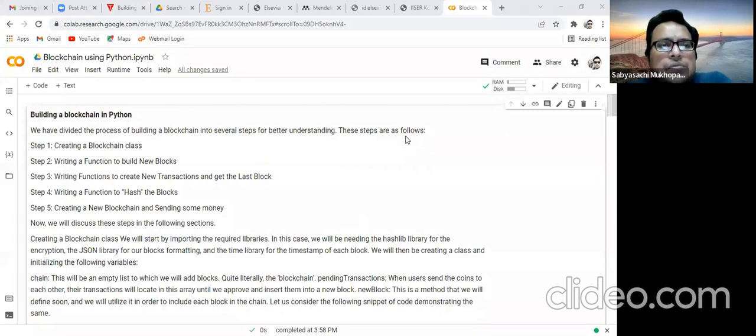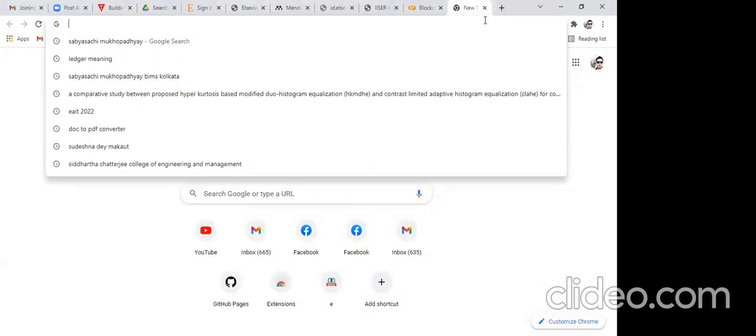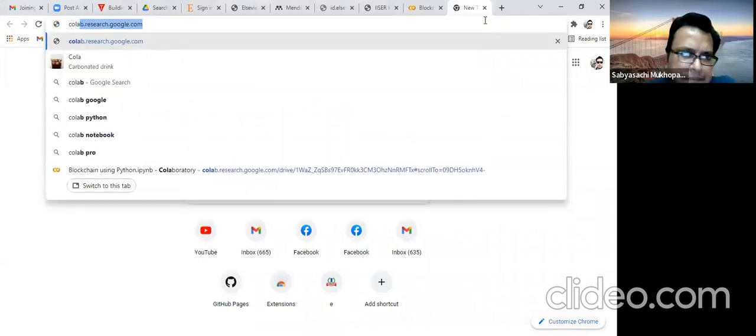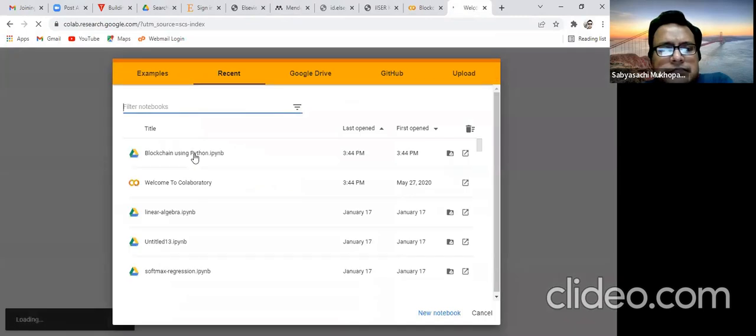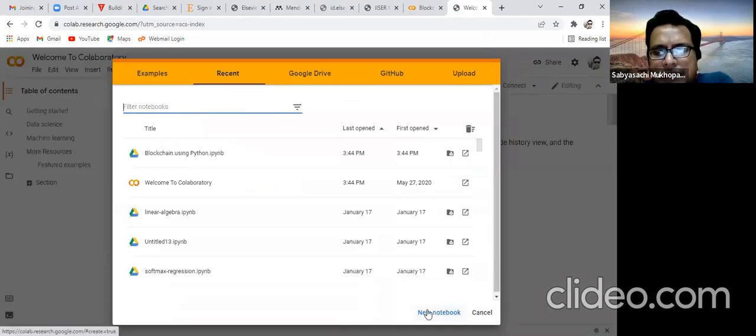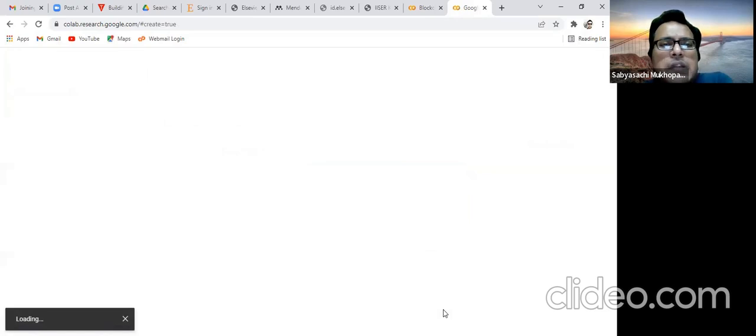So those who are new, let me give you one simple example. Just search Google Colab in Google. Okay, just search Colab. Once you search it, you will see Welcome to Colaboratory, Google Research. Simply click on it. You may get some options like here. You see, I am clicking on the blue button, new notebook. Just click on new notebook, and one new notebook will come up.